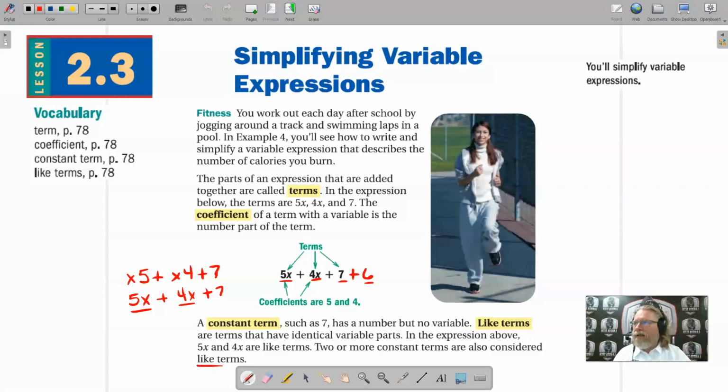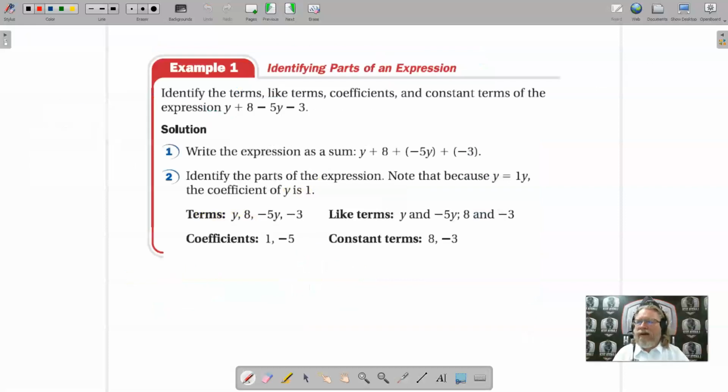So on our next page here, we will indeed identify parts of an expression: identify the terms, like terms, coefficients, and constant terms of the expression. So we have to identify terms, like terms, coefficients, and the constant terms.